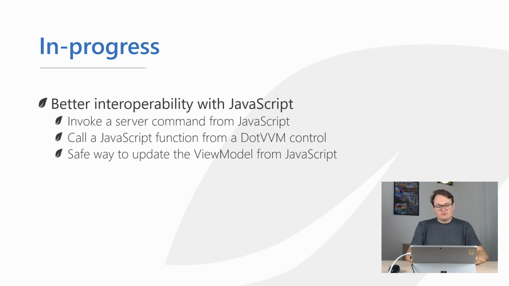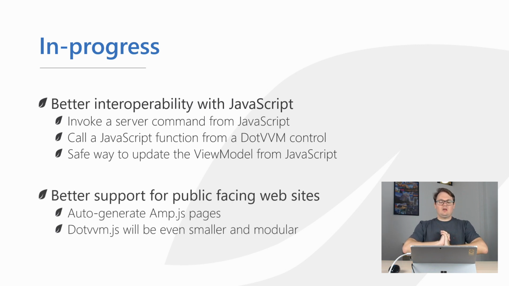And also vice versa, sometimes you want to use some .vvm control, for example a combo box, but when a value is changed, you don't want to trigger a server command, you just want to call some function in the JavaScript. So we are also looking for a way to call JavaScript functions from your binding expressions. So this is better interoperability with JavaScript. We have some things already thought out, but the implementation is in a very early stage.